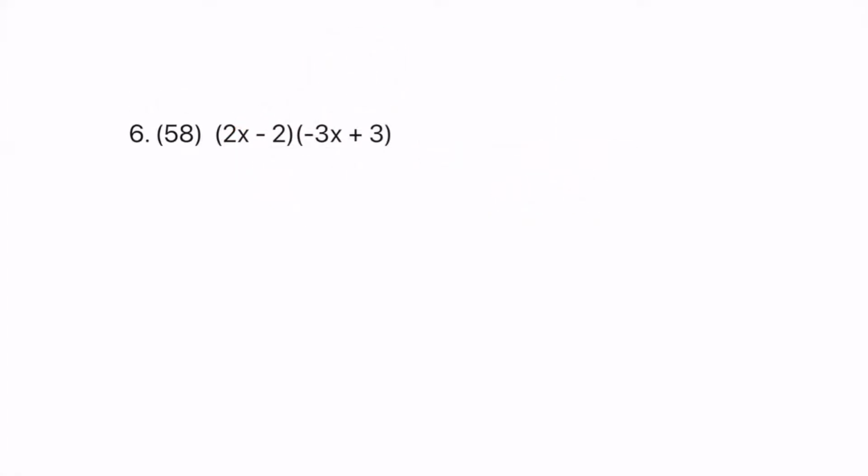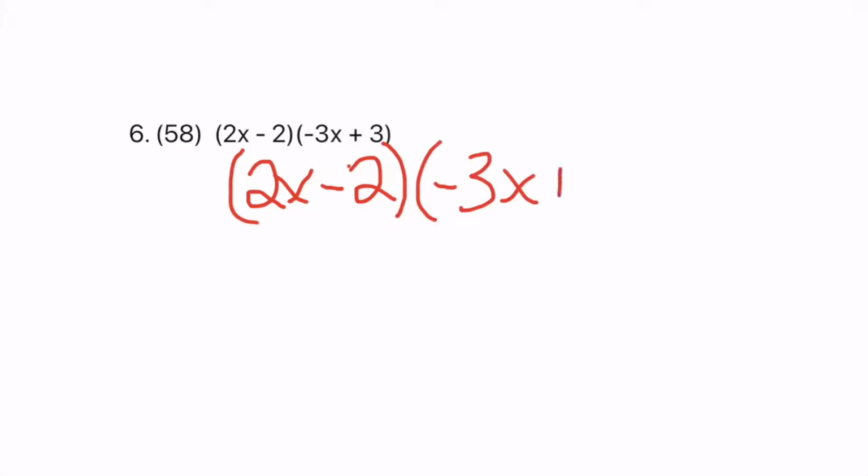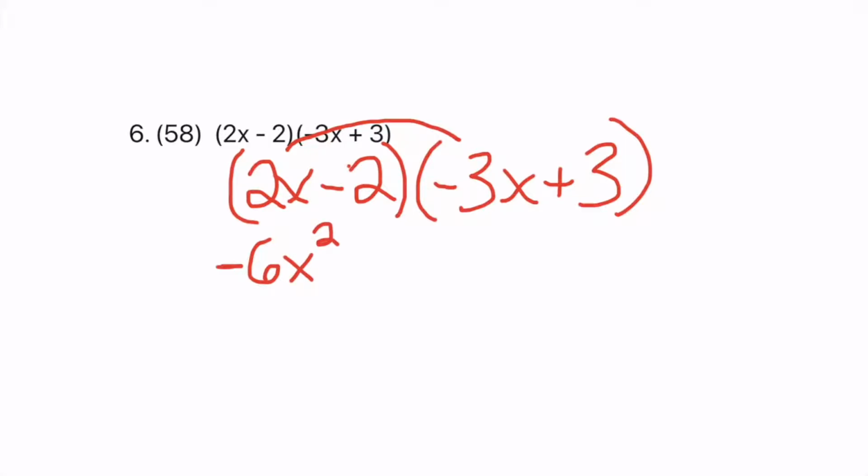Number 6 is from lesson 58, and they want us to simplify. So it looks like a basic FOIL problem. So remember FOIL, I'm going to rewrite this real fast though. FOIL is first, outside, inside, last. So I just want to make this a little bit bigger. So we have our first. So the first 2 in each binomial, so 2x times negative 3x is negative 6x squared.